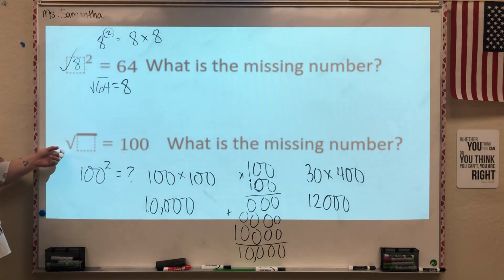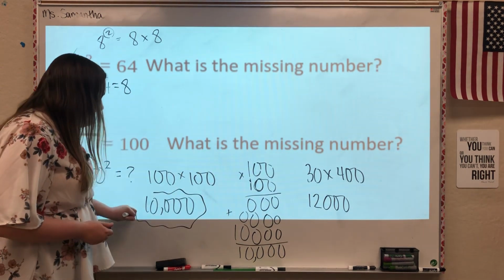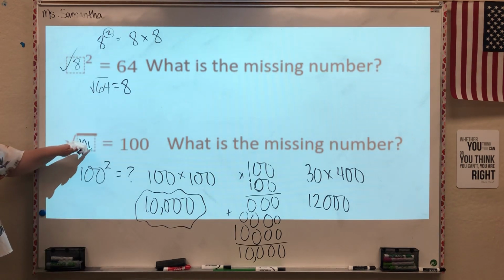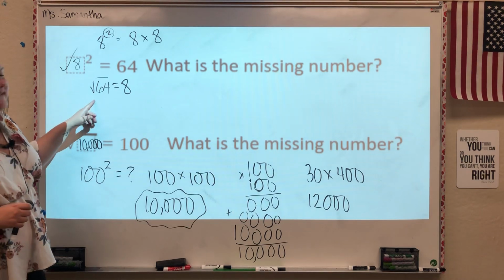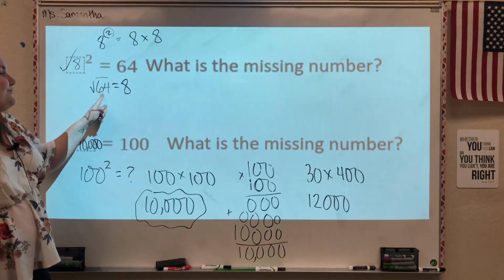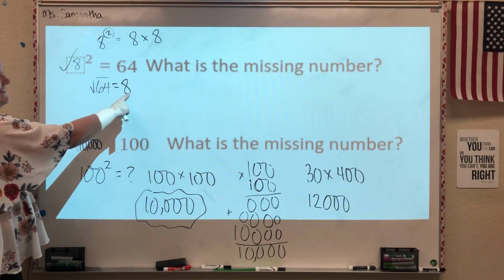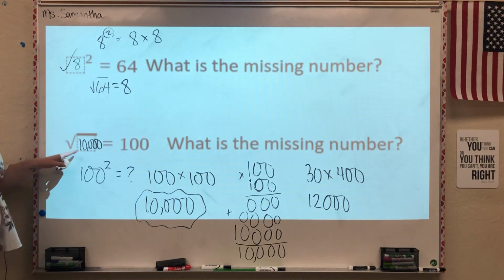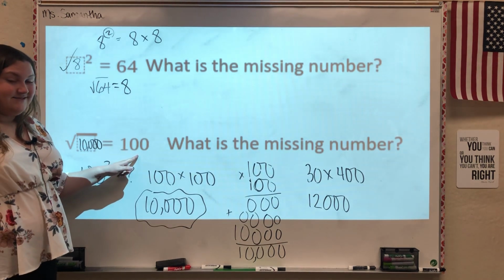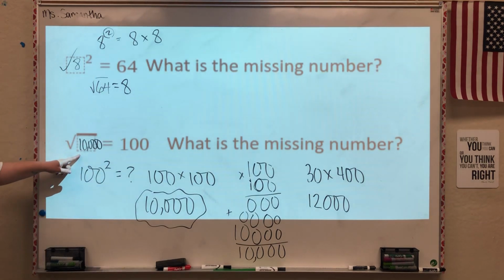But coming back to our problem, it was what is the missing number? We figured it out at this point. We've got that missing number was 10,000. Ooh, there it fits. Remember when you're talking about square roots, what a square root means is what number times itself gives you this number inside. So earlier, the square root of 64 equals 8, because 8 times 8 equals 64. Same idea here. Square root of 10,000 is 100, because 100 times 100 equals 10,000.